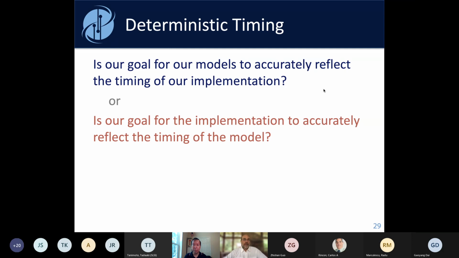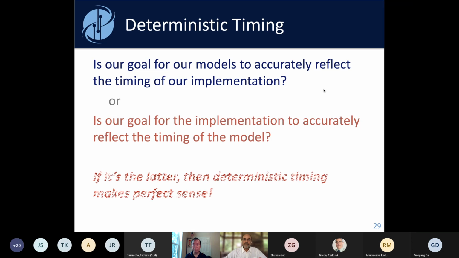And moreover, I think it's the wrong thing to do. I think what you should do instead is figure out how to make your microcontrollers exhibit timing that corresponds with your models. In other words, the goal should be to have the implementation accurately reflect the timing of the model, not the other way around. If you approach the problem from this perspective, it's perfectly reasonable to think of deterministic timing. It's a very reasonable approach.